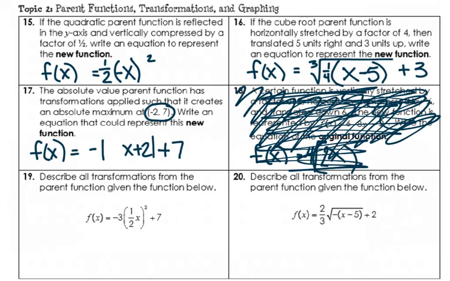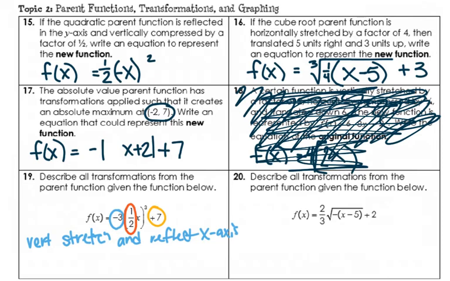Let's look at number 19. This is pretty easy. This is when we just listed what they did. So if you see numbers, not exponents, just numbers, you have to tell what they do. So that 3 represents a vertical stretch. And because it's negative, it also reflects over the x-axis. The 1/2, because it's in front of the x, is a horizontal stretch by 2. Go back and look at the rules if you don't believe me. And then the +7 at the end means moved up 7.